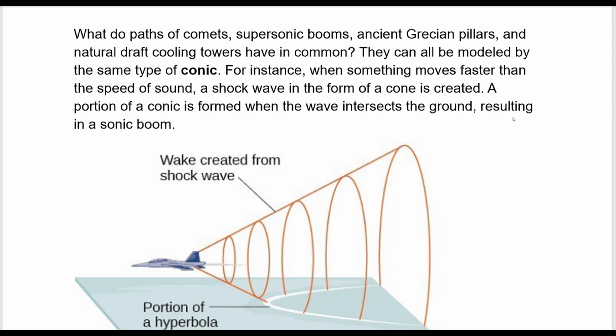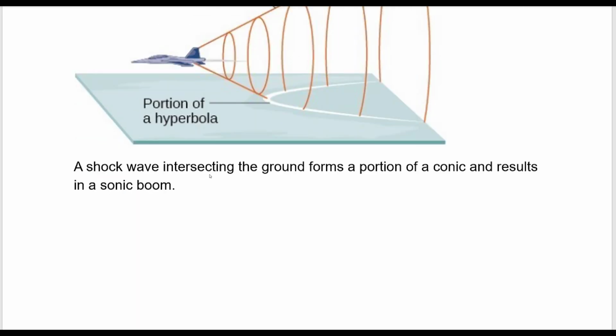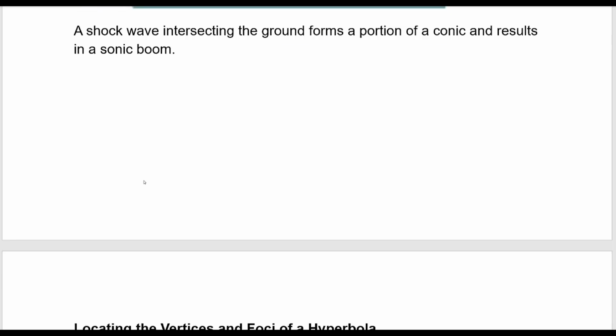They can all be modeled by the same type of conic. For instance, when something moves faster than the speed of sound, a shock wave in the form of a cone is created. A portion of a conic is formed when the wave intersects the ground, resulting in a sonic boom. So what they're saying is that the shock wave created by a plane, when it hits the ground, is a hyperbola. It's hyperbolic in shape.